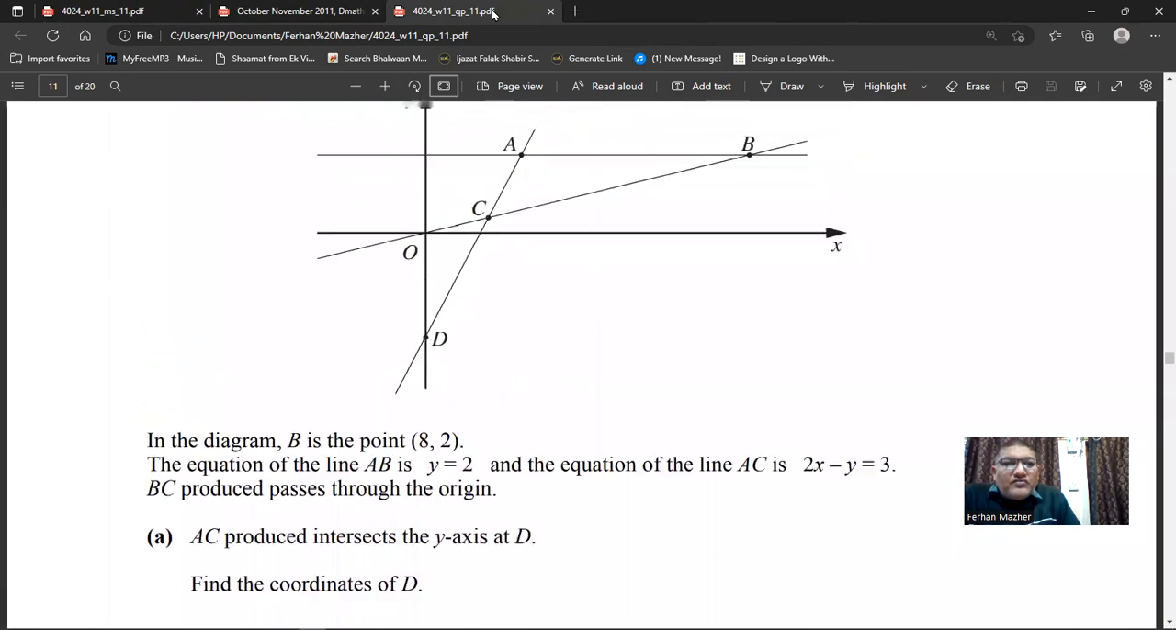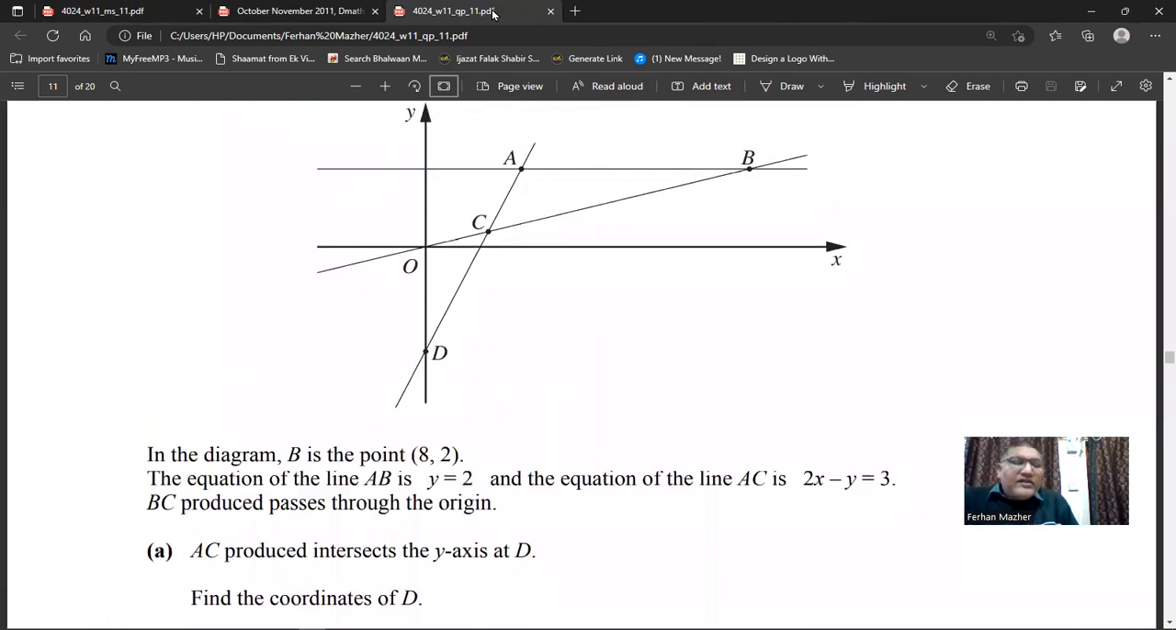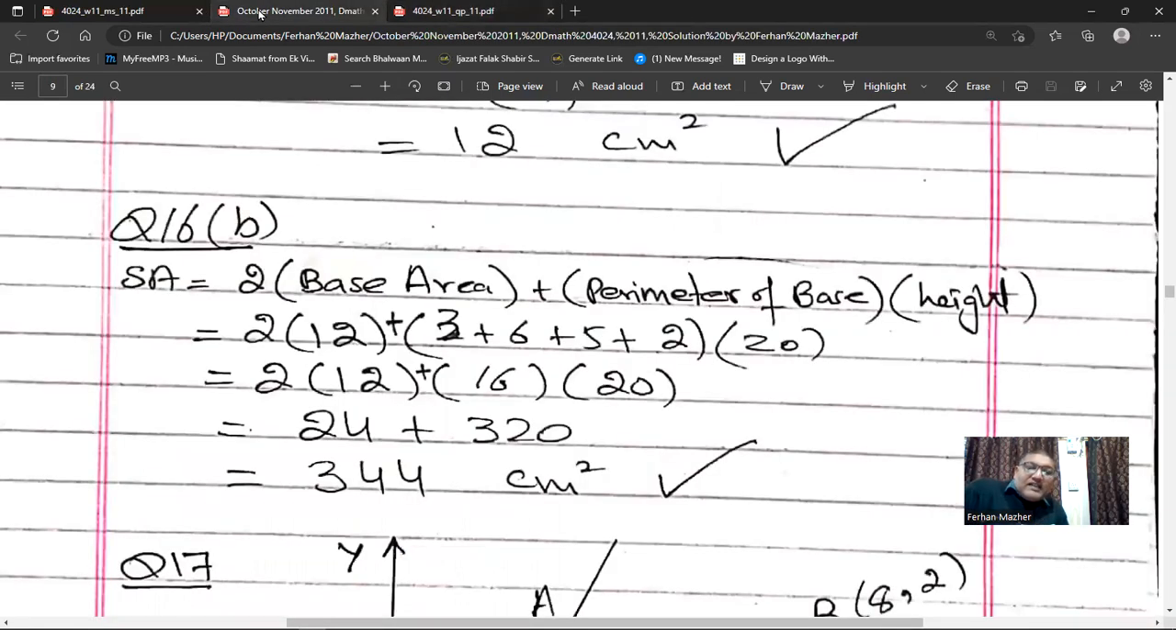So we know the equation of the AC, that is this equation. So when this line cuts the y-axis, you have the point D. So when you cut the y-axis, your x value is 0. So in this equation, in the place of x, I will put 0 and I will find out the value of the y.